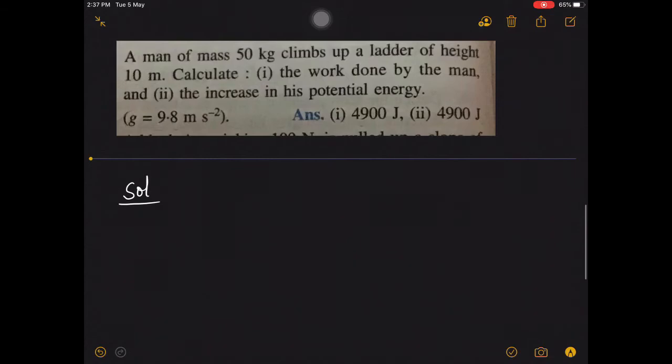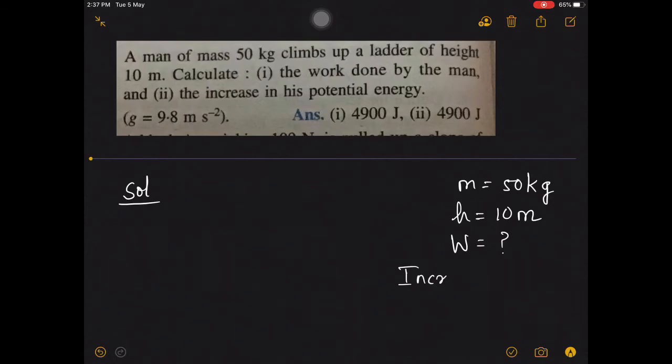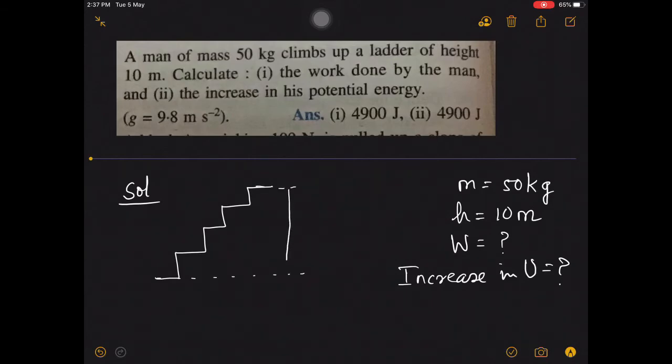Solution. The mass of the man is 50 kg, who climbs up a ladder of height 10 meter. Work done by the man, and increase in potential energy. So I am writing here increase in potential energy. Say using this ladder, the man reaches a height of 10 meter. This is the man.